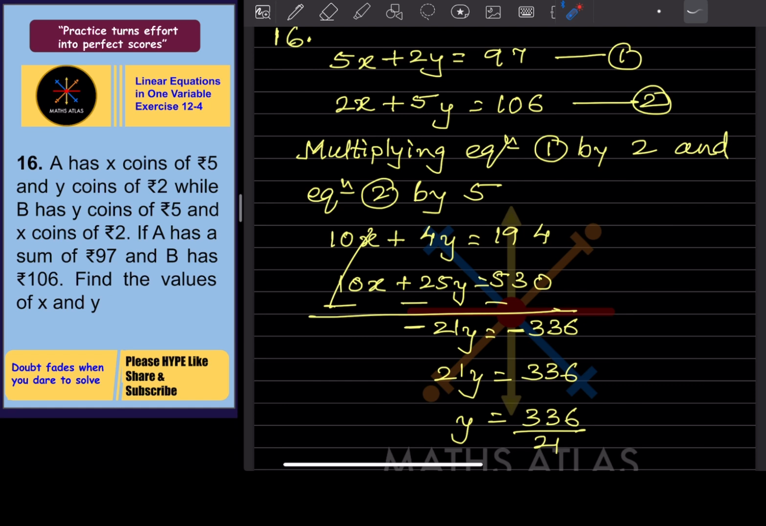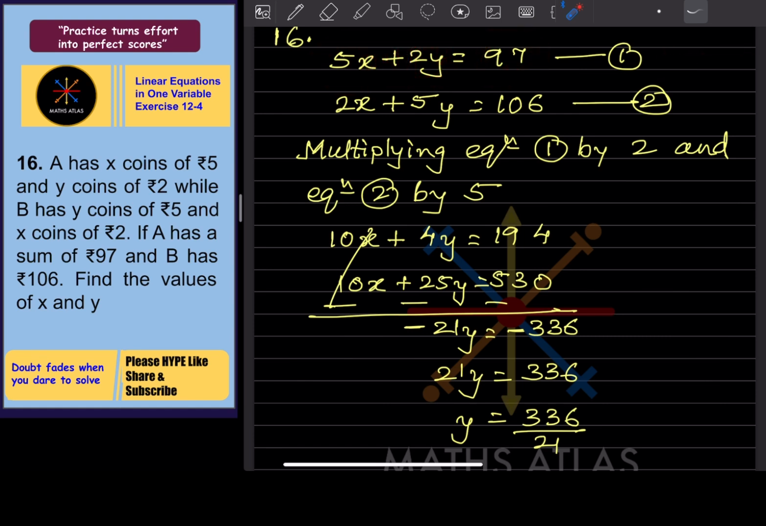A has X coins of 5 rupees, meaning 5x, and addition, Y coins of 2 rupees. A has X coins of 5 rupees and Y coins of 2 rupees. So Y into 2, that is going to be 2y. It is given that A has a sum of 97, so that is 97. So this is equation number 1.